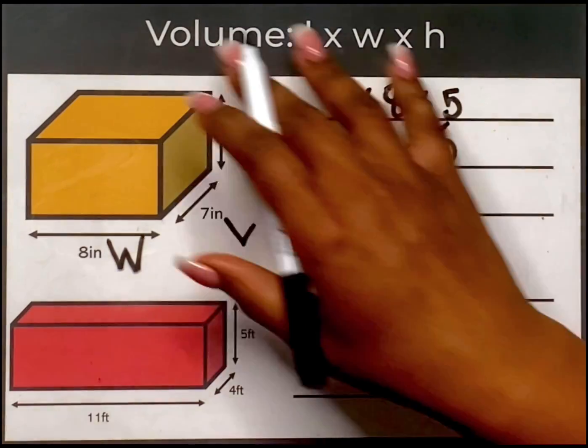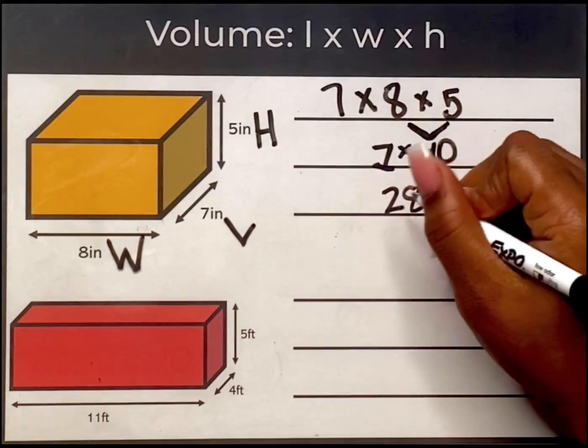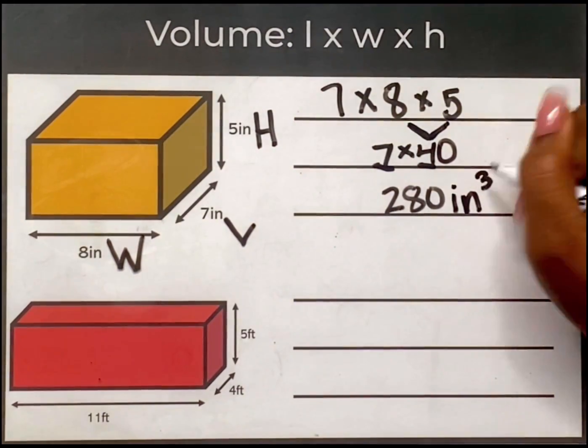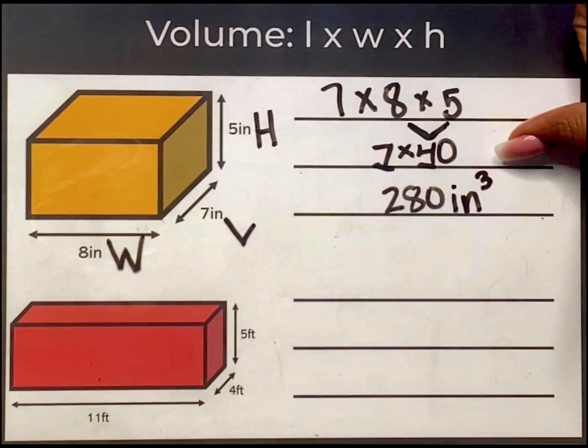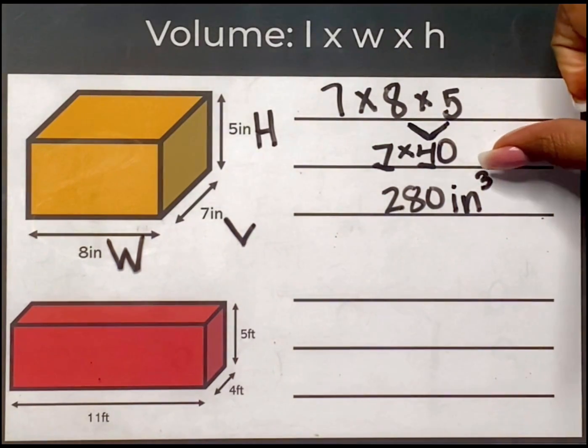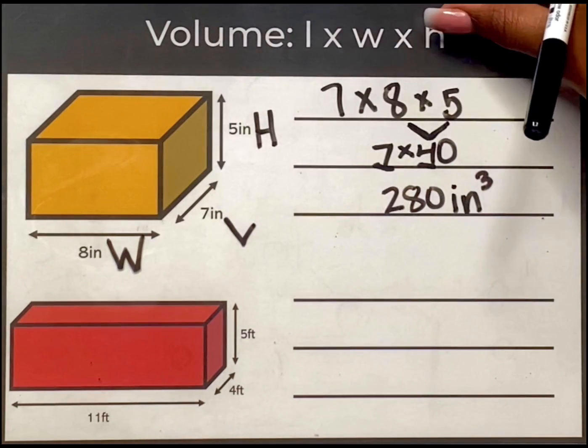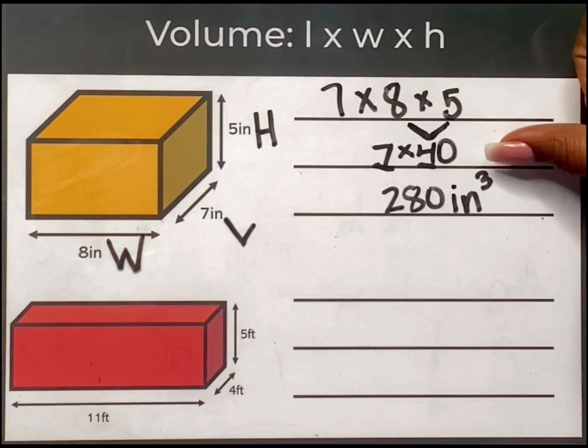So the volume of this rectangular prism, this yellow one, is 280 inches cubed. Do not forget this little exponent when we're writing our volume. We have 3 dimensions. So you have to write that 3. It's cube, it's cubic.